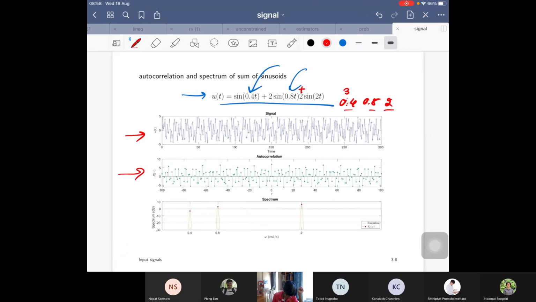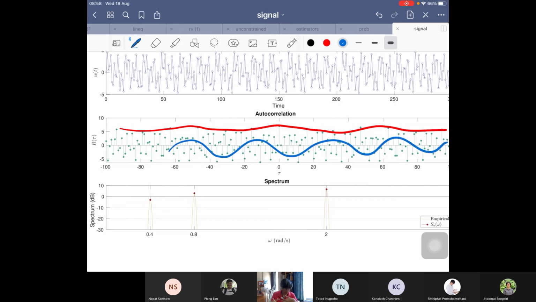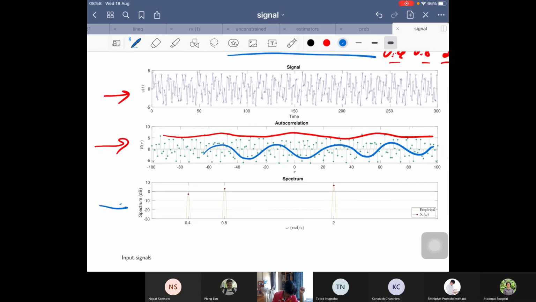I'm not sure if you see it here, but if you just connect the dots, you will see many envelopes in the sequence, since it contains three frequencies. And of course, it's much clearer if you take a look at the spectrum, exactly at the three frequencies, 0.4, 0.8, and 2 radians per second.